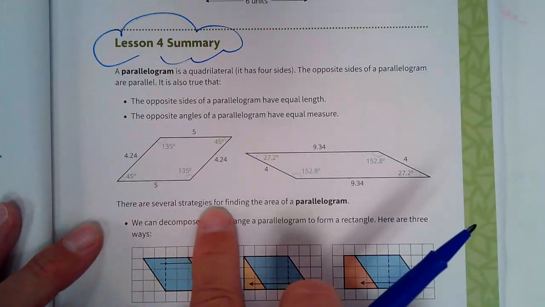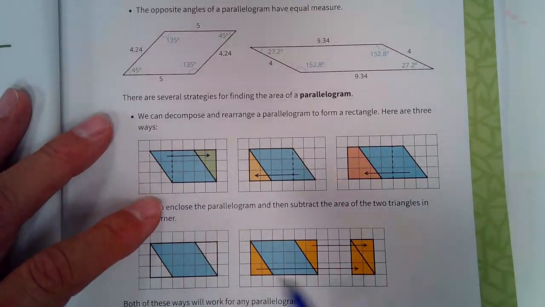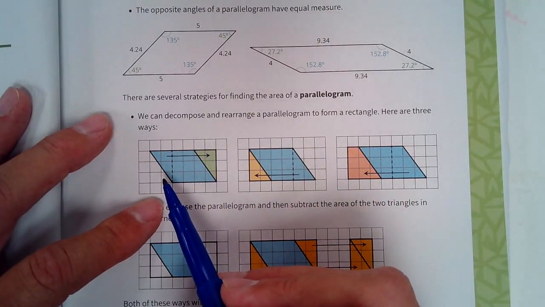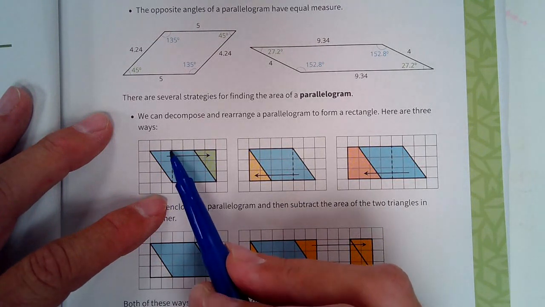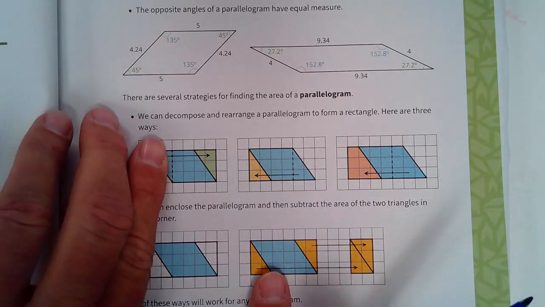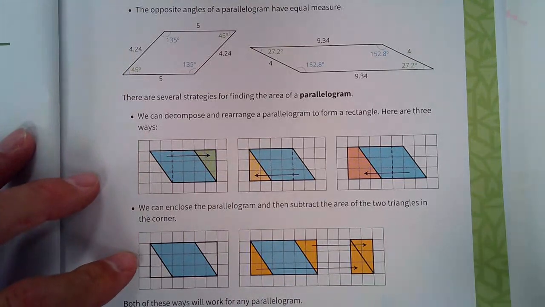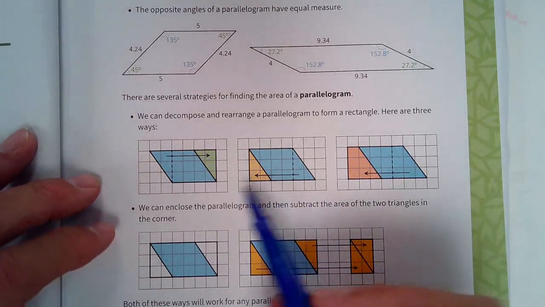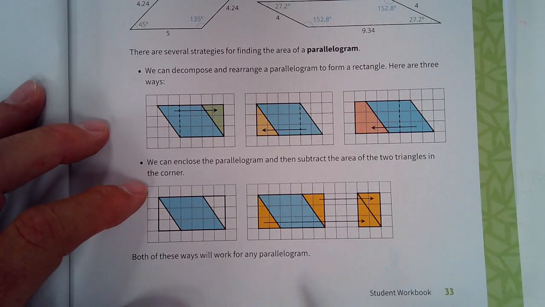And then it says there are several strategies for finding the area of a parallelogram, and they give you several examples. And again, it's a different figure, but it's doing the same thing I did. You're cutting off the left side and moving it to the right side. And then what have you got? You've got a square, or a rectangle. And so they give you several examples for doing that.